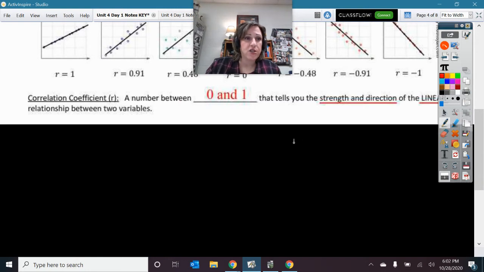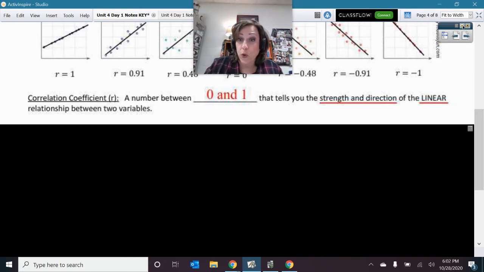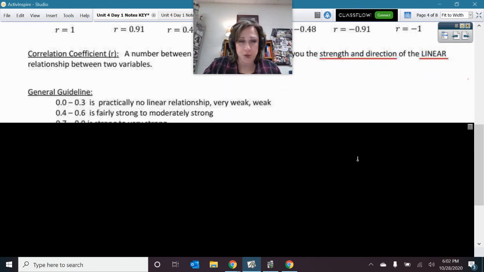All right, so here we go. That correlation coefficient represented by the R is a number between 0 and 1. It is going to tell us the strength, how strong, and the direction, positive or negative. But very much important is that R is about the strength of the linear relationship, linearity. It's not about a quadratic relationship or any other polynomial relationship. It is the measurement of linearity. That's all we're talking about is lines right now.